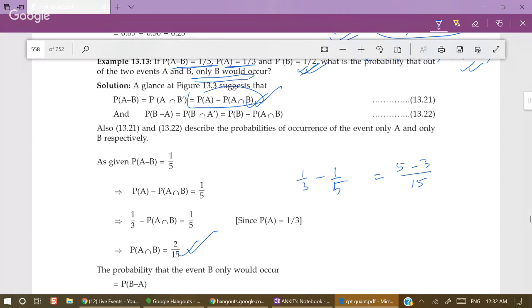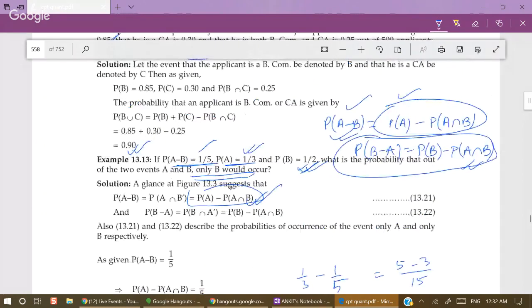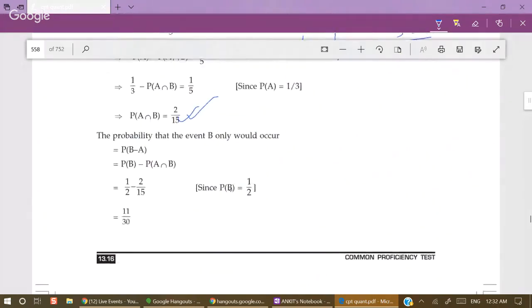Now 2 by 15 can be easily put in this. So P(B) is 1 by 2, 1 by 2 minus 2 by 15. We get LCM 30, here 15, and then 4. 11 by 30 is our answer.